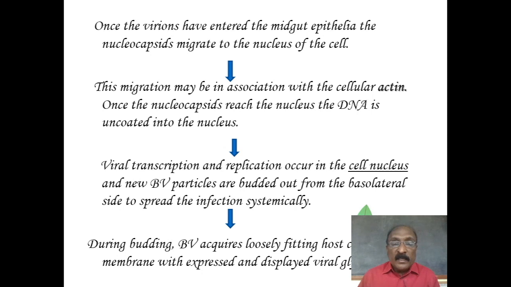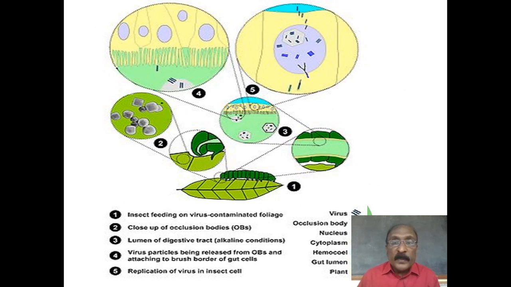During budding, the baculovirus acquires a loosely fitting host cell membrane with expressed and displayed viral glycoproteins. Here is a picture that shows how the viral particles enter the epithelial membrane of the gut of the insects, then reach the cell, multiply rapidly and make the insect die.